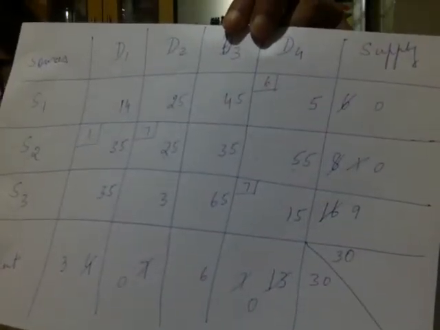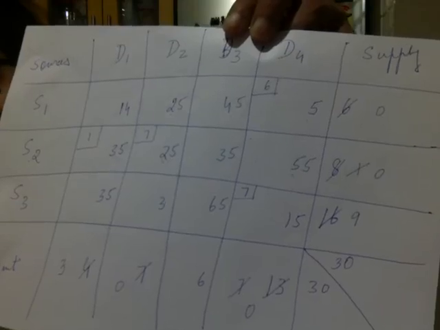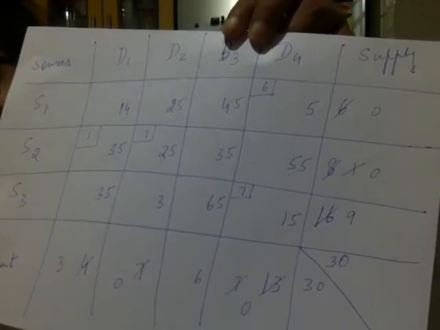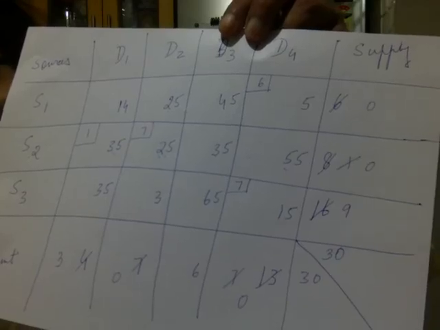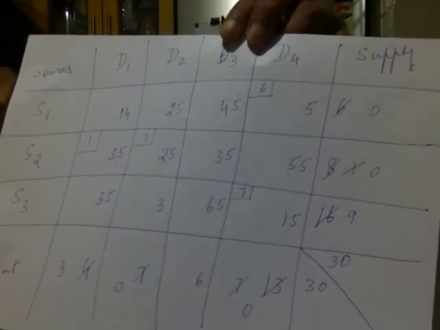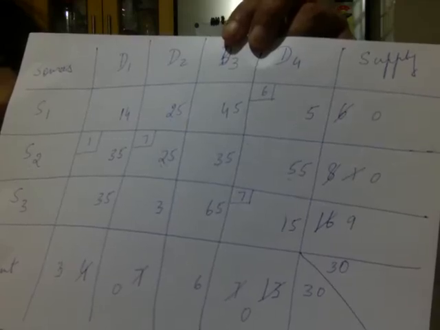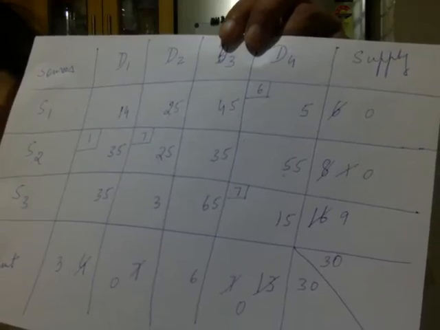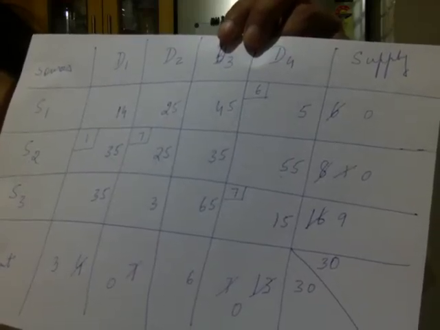Okay, so you have D2 and D4 with no requirement. Alright, we'll go ahead. With 3 is over, the least in the S3 row is 3, but D2, which corresponds to 3, has 0 requirement. So we allotted it to D4, which is the next lowest, 15. So D4 has nothing left.